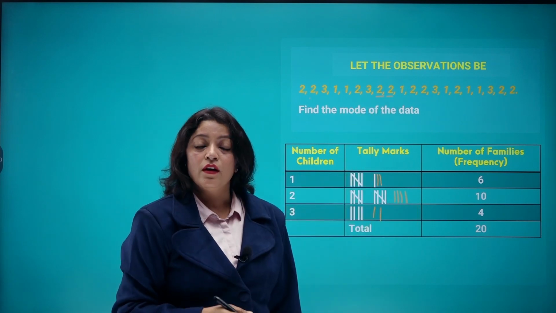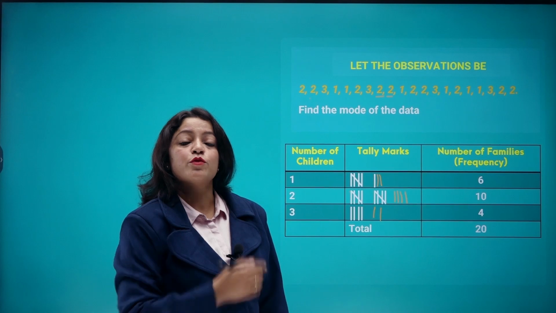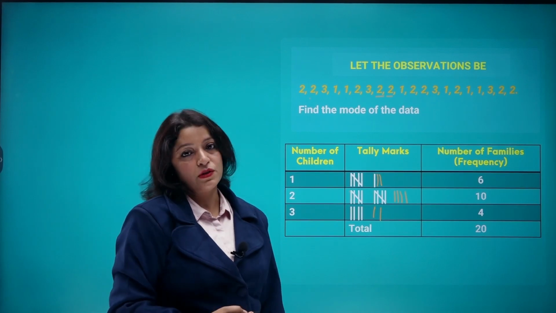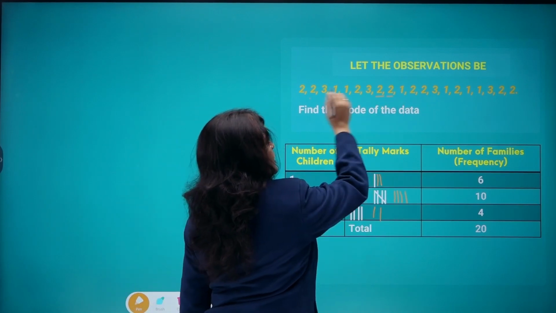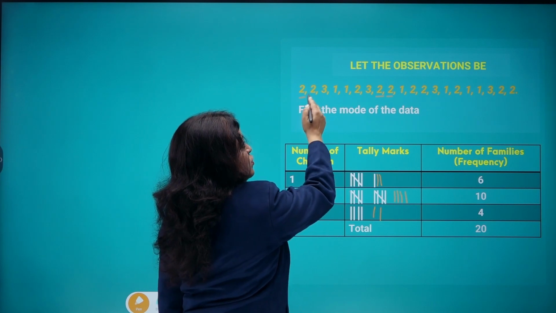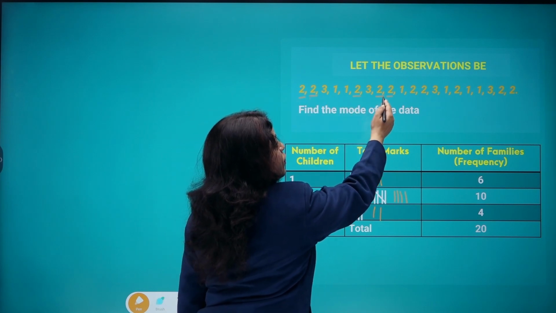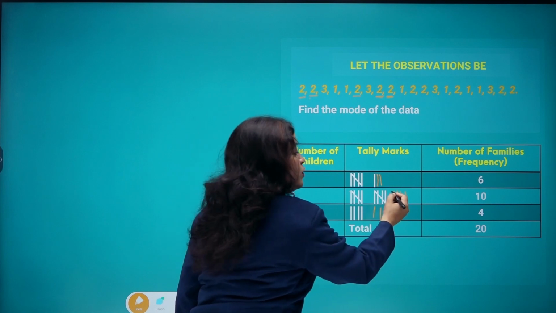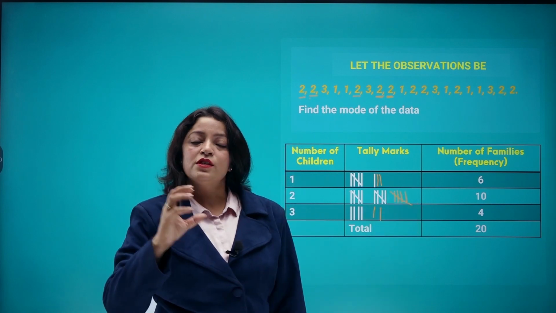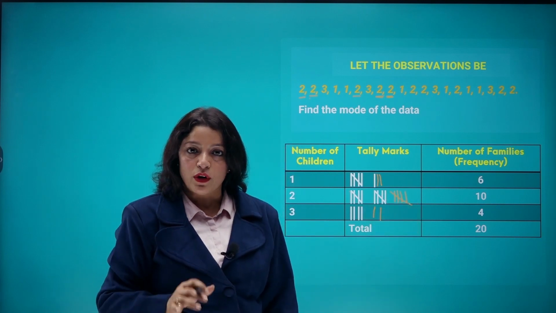Now what has to be done? While marking the tally mark, we have to put a cross on every 5th repetition. That means now 2 is repeated 5th time. See, 1, 2, 3, 4 and now it is coming the 5th time. So we will cross it. Now this is a bunch of 5 repetitions of number 2.